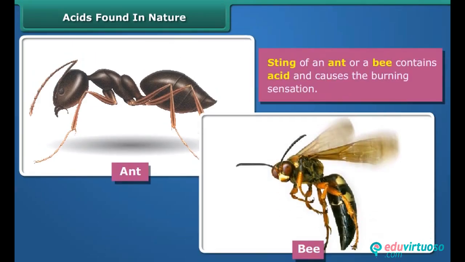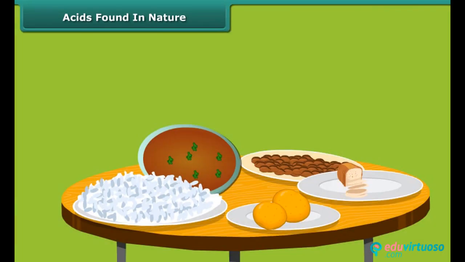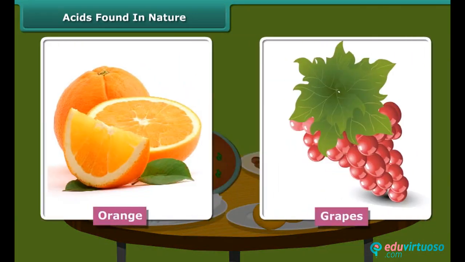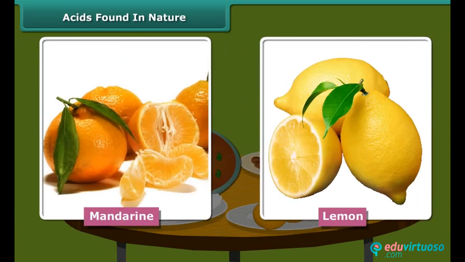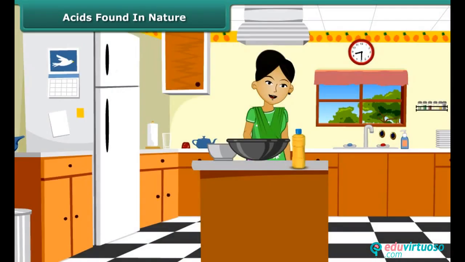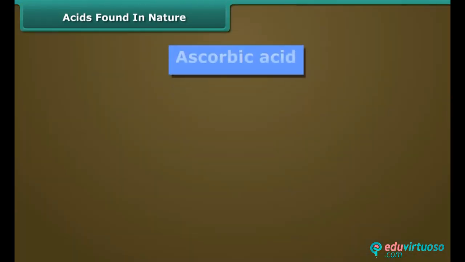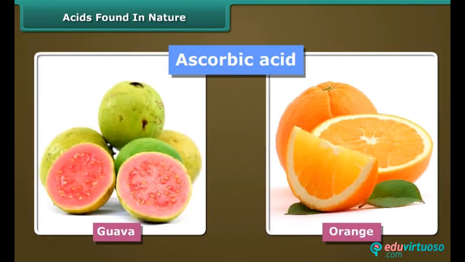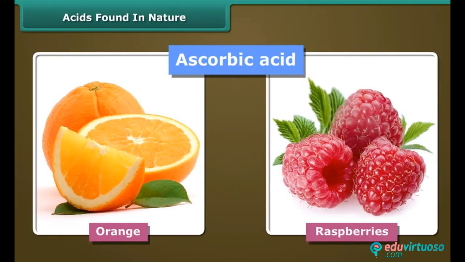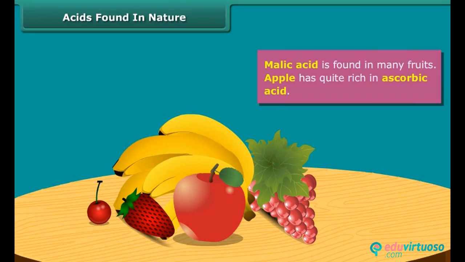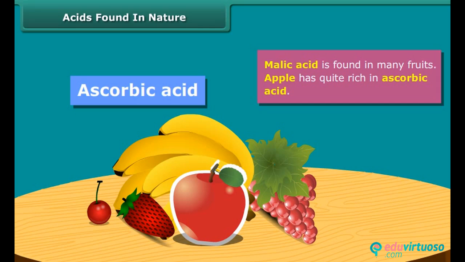Have you heard that sting of an ant or a bee contains acid and causes the burning sensation? Different food items contain different acids. Citrus fruits like orange, grapes, mandarin, lemon, etc. contain citric acid. Vinegar found in our kitchen is dilute acetic acid. Ascorbic acid is found in guava, orange, raspberries, etc. Malic acid is found in many fruits. Apple is quite rich in ascorbic acid.